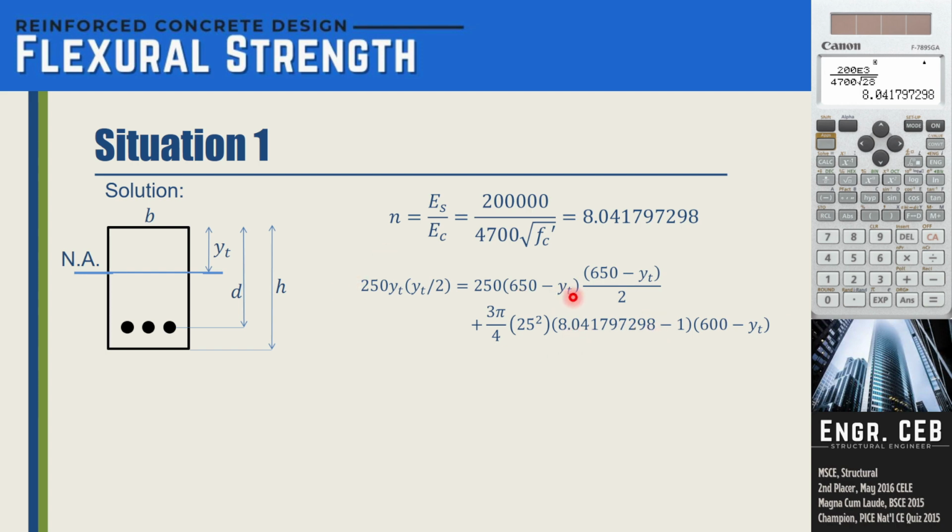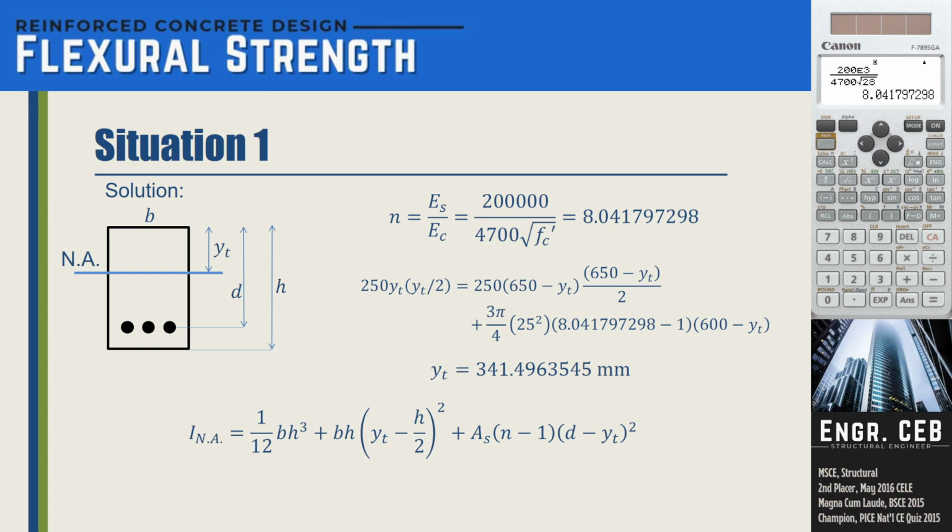Okay, so we can now substitute n in our previous equation. So we can now solve for the value of y sub t. y sub t equals 341.4963 millimeter. Now we can compute for the moment of inertia. For the moment of inertia, take note, this is our location of the neutral axis. So we will transfer all the moment of inertia towards this neutral axis.